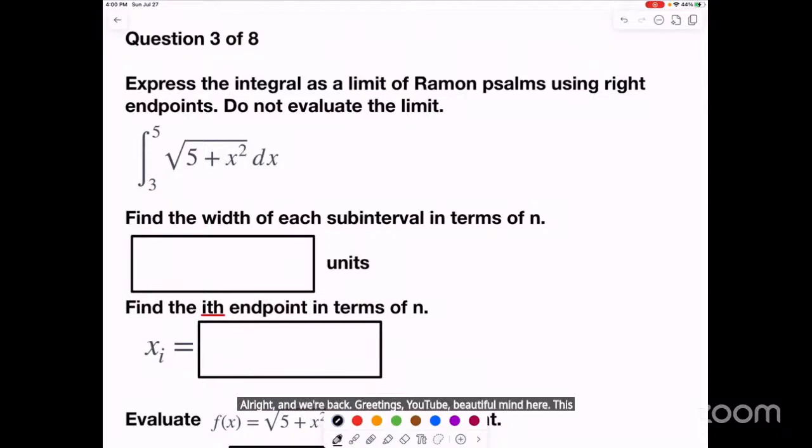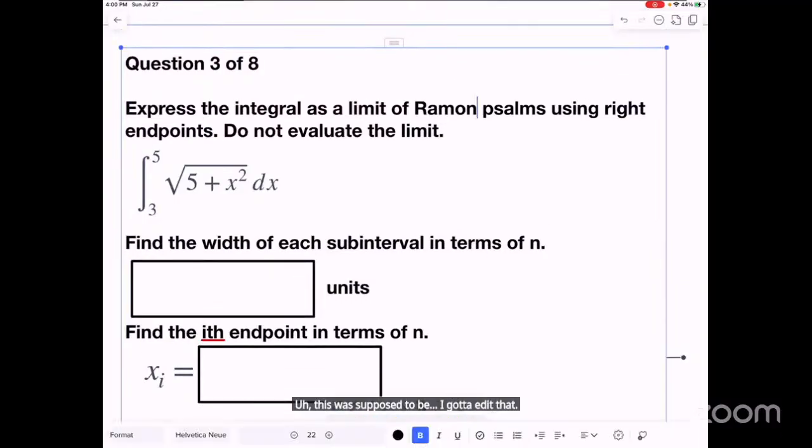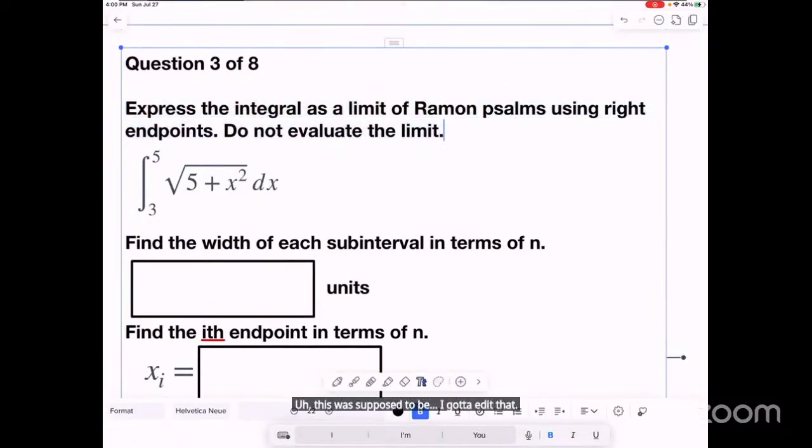This is the third installment of a series of 8 questions from calculus. These questions have been centered around finding the integral. This one asks us to express the integral as a limit. I've got to edit that. Come on, that's auto correcting. It's supposed to be Riemann sums.